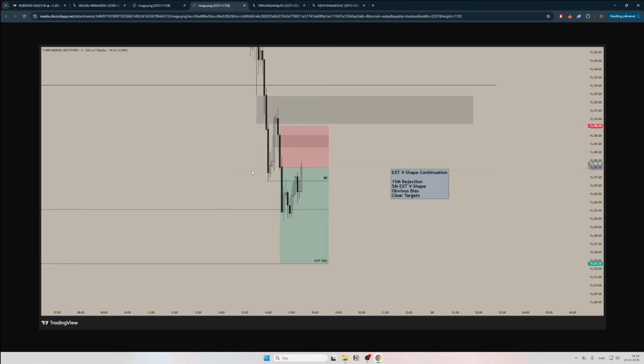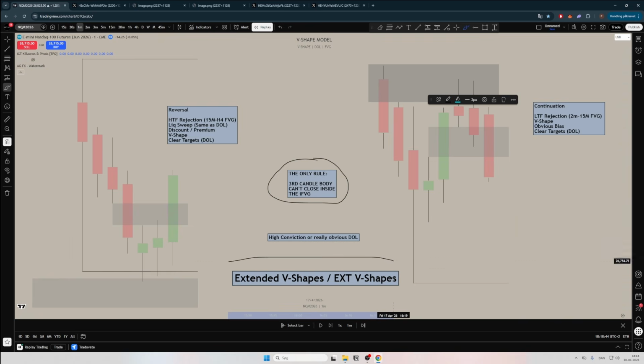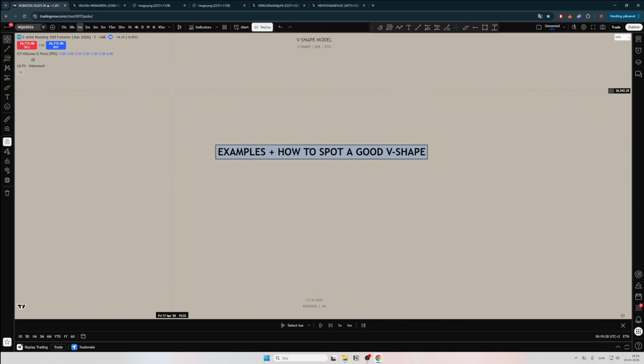And here's another example of an extended V-shape where you can see again the 3rd candle doesn't close inside, but this one ends up break even. So extended V-shapes are something I only use when I have high conviction or really obvious drawn liquidity and no normal V-shapes appear. Now I'll show you some examples of V-shape setups and how to spot a good V-shape.